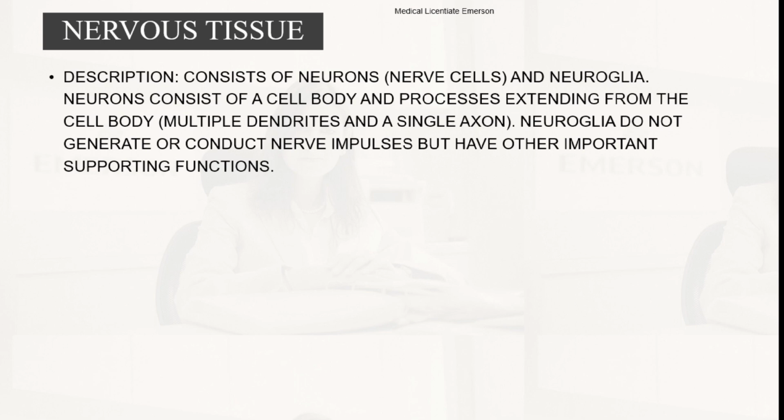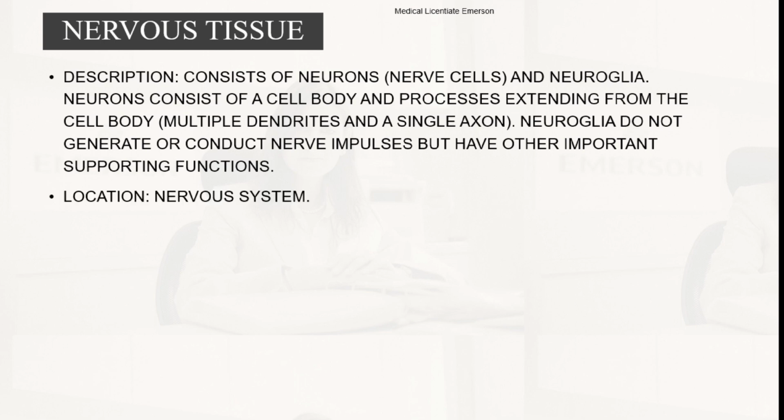Neurons consist of a cell body and processes extending from the cell body, which are known as the multiple dendrites and the single axon. Then the neuroglia do not generate or conduct nerve impulses but have other important supporting functions.